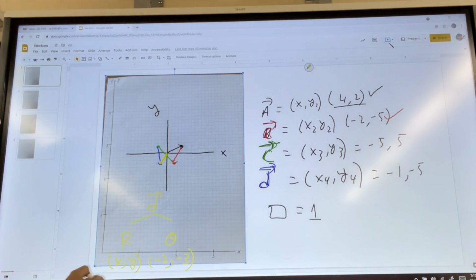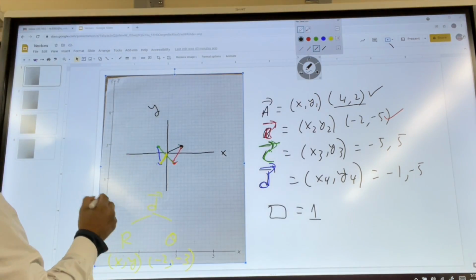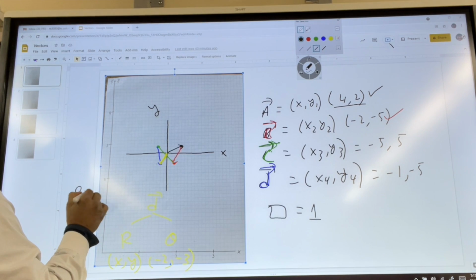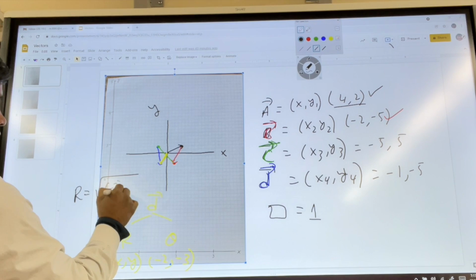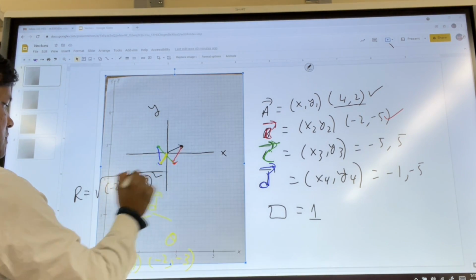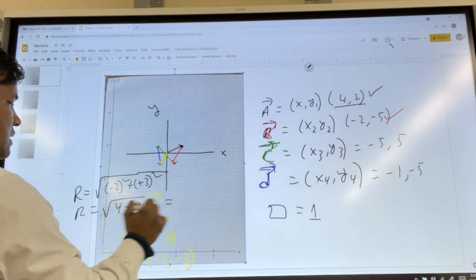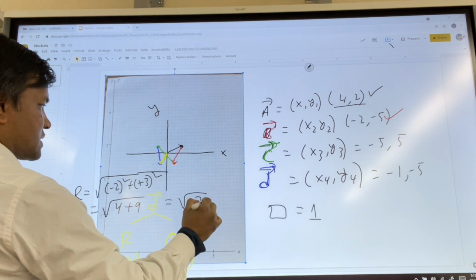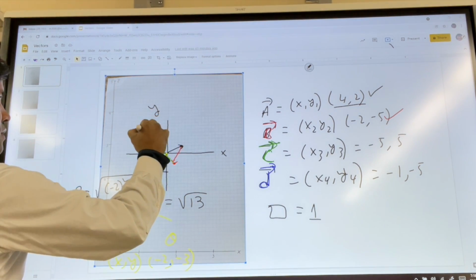So how can you find the resultant? You already know how to find the resultant. The resultant is negative 2 squared plus negative 3 squared. So r is equal to 4 plus 9, and 4 plus 9 is square root of 13. So the magnitude of this one is square root of 13.